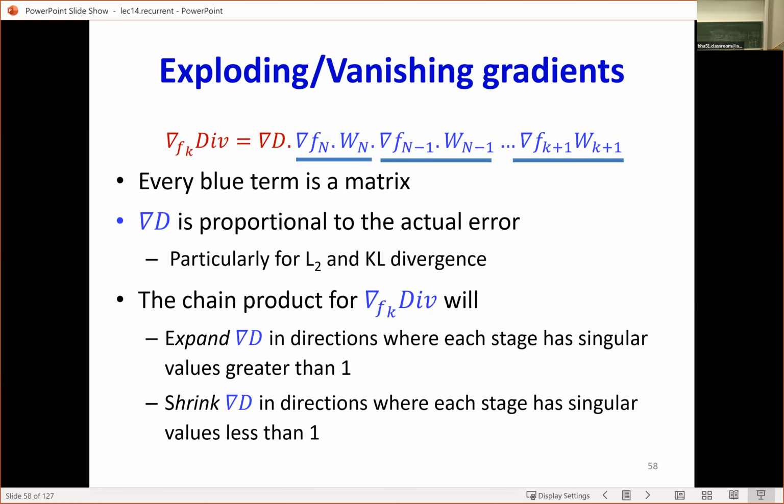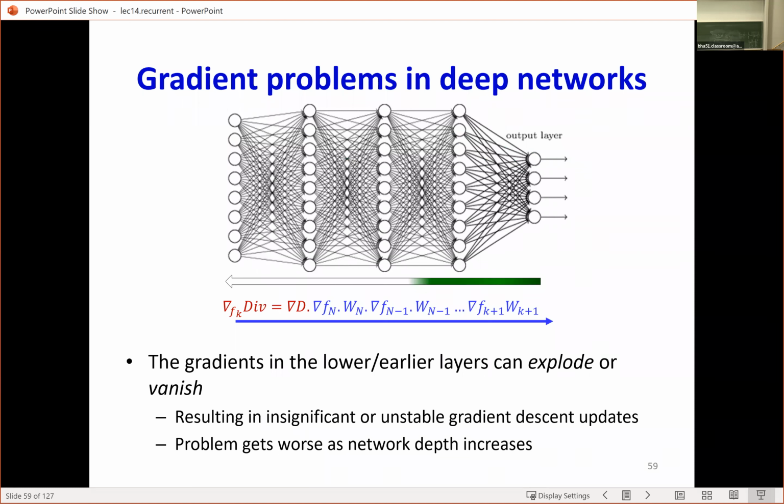And so if you look at each term, which represents one layer, the chain product will expand the derivative at the output in directions where each stage has singular values greater than 1. It's going to shrink it in each direction where the singular values are less than 1. In the majority, if not all, of the directions, the singular values are going to be less than 1. As a result, the gradients of the lower layers show strange behavior. Along most directions, the gradient is going to shrink to nothing, and in some directions with singular values greater than 1, the gradient is going to blow up. So you either get insignificant derivatives at the beginning, or unstable and very large derivatives. You don't have anything in between. And this problem gets worse as the network depth increases.